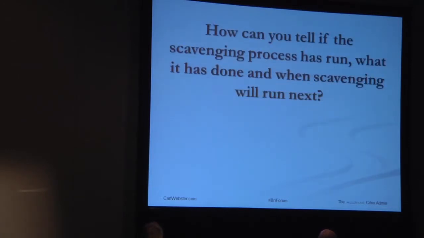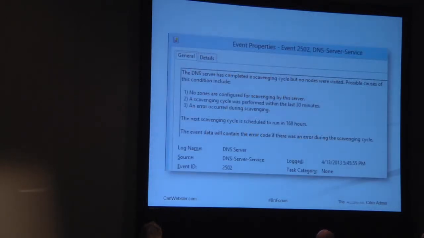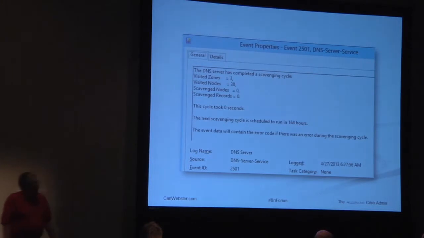Now, how can you tell if the scavenging process has run, what it has done, and when scavenging will run next? Well, you're going to look in the DNS server event log for event IDs 2502 and 2501. 2502 tells you that, hey, I have run and there was nothing for me to do, and I'm going to run again in 168 hours or 7 days. Then 2501 says, hey, I ran the scavenging process, but I didn't scavenge any nodes and I didn't scavenge any records.